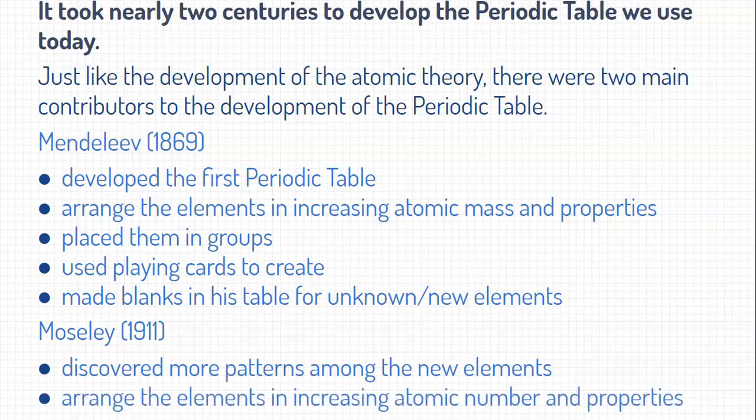With that, he arranged the elements to increase in atomic number and grouping in properties. The main difference between Mendeleev and Moseley was that Mendeleev used increase in atomic mass, while Moseley used increase in atomic number. And he's the one who started to develop the periodic table we see today.